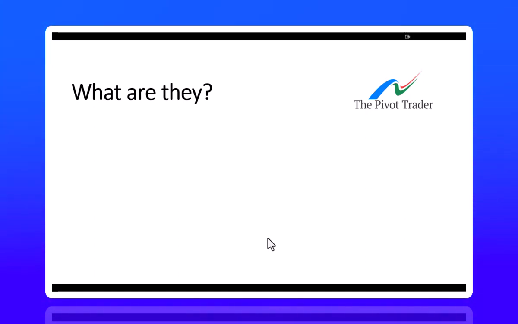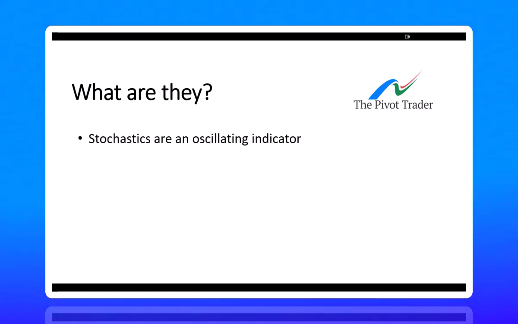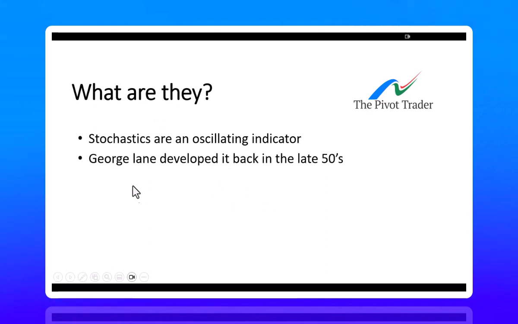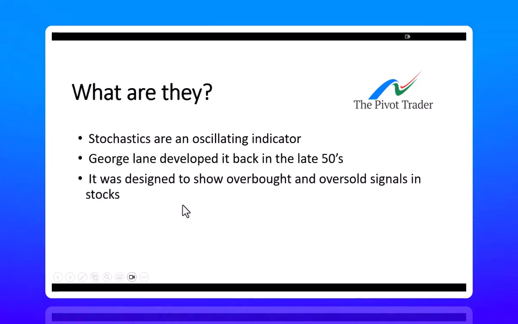So, firstly, what are they? Well, stochastics are an oscillating indicator. In other words, they're bound between two levels, and the price will rise and fall between those two levels, or in percentage terms in the case of the stochastics. George Lane actually developed them back in the late 50s. I haven't seen a definite date. I looked through many a source, and the 1950s is the best I can do.